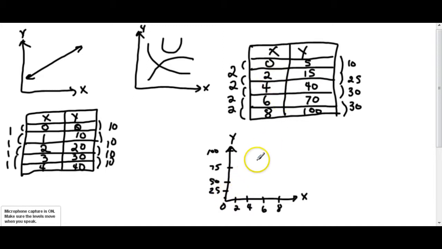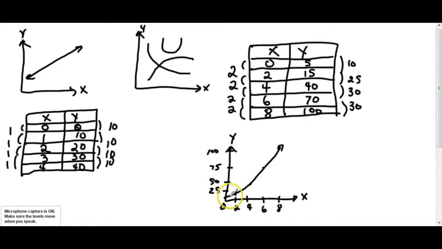And then I go to 2 and 15, so 2 and 15 is about maybe right there. And 4 and 40, so 4 and 40 is up here. 6 and 70 is up here, and 8 and 100 is up here. So you can see it kind of goes at a slight curvature like that. This is not a straight line. This is what we call a non-linear relation. So this table of data basically describes a non-linear relation.